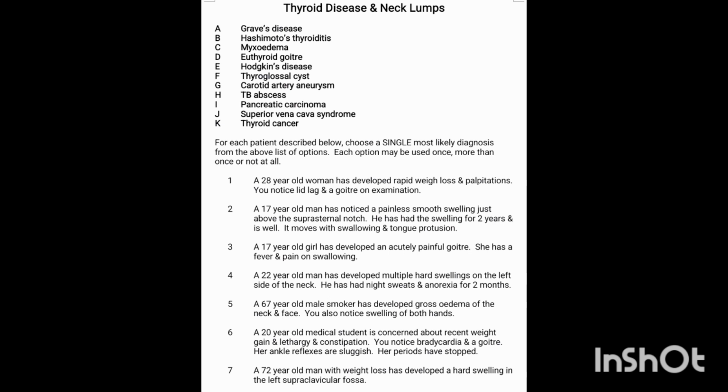So the first question says, a 28-year-old woman has developed rapid weight loss and palpitations. You notice lid lag and a goiter on examination. So in this question, we are clearly in the presence of hyperthyroidism. With that in mind, we see that it's Graves' disease, because that's the entity of hyperthyroidism that is given.